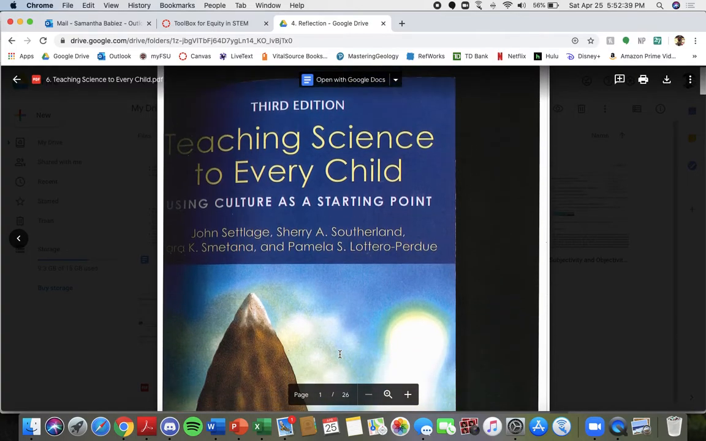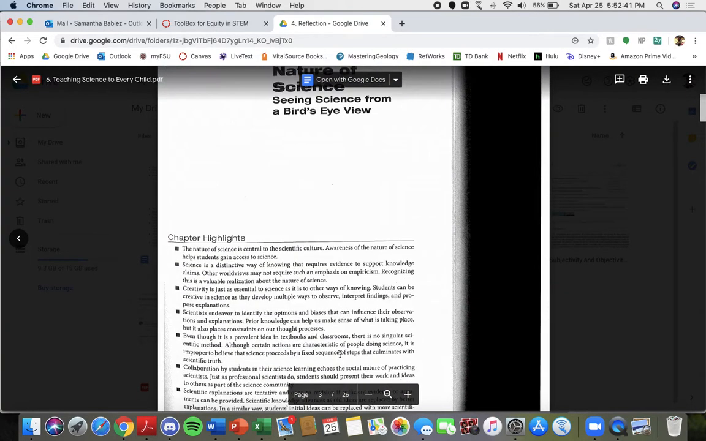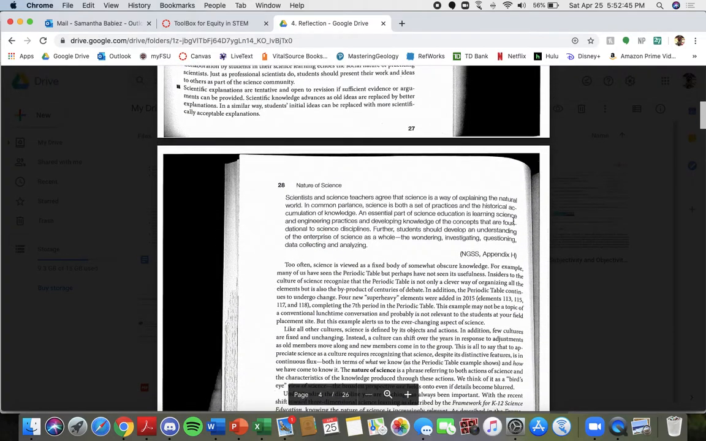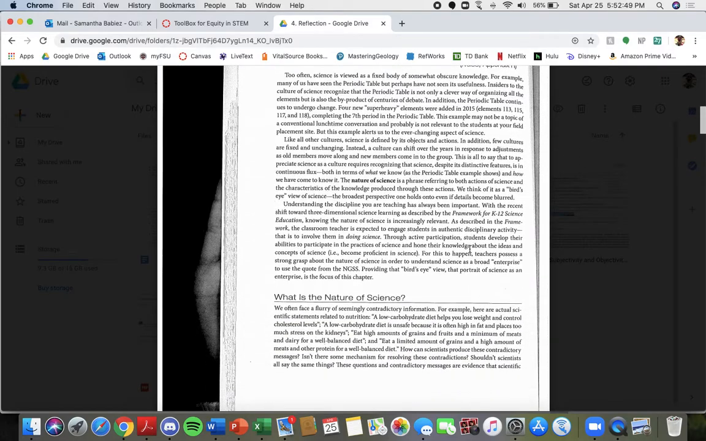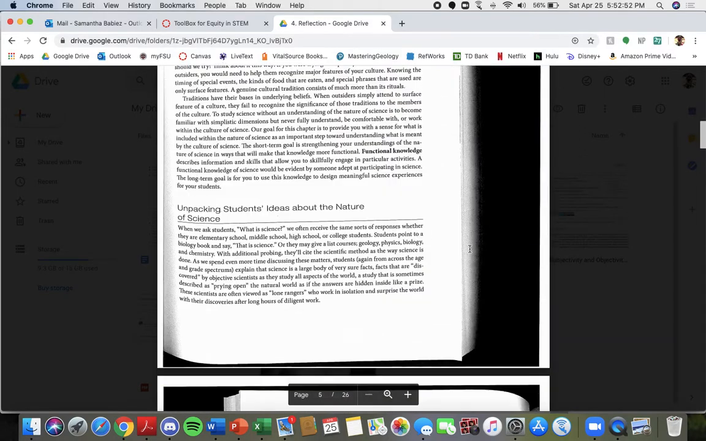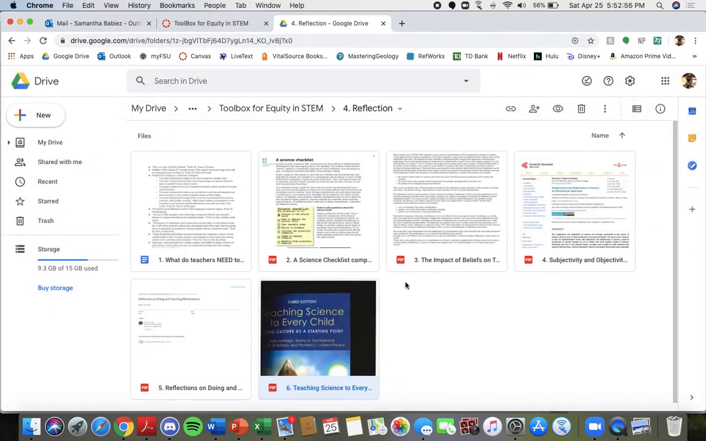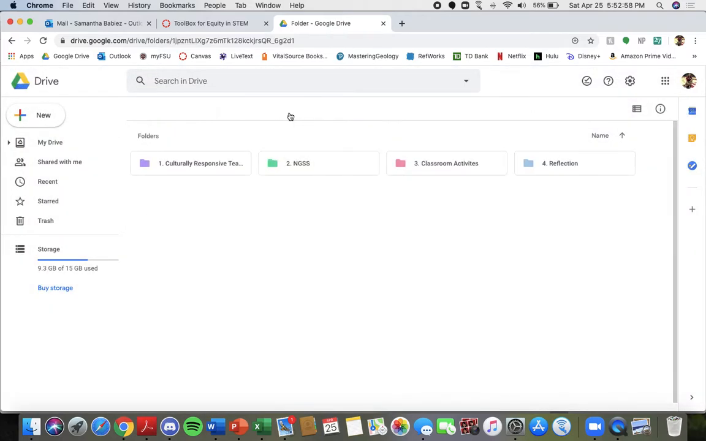the Teaching Science to Every Child PDF, focusing on the nature of science. And so this one definitely talks about NGSS in here, so I thought about putting it in the NGSS folder, but just because it's so long, I wanted to put it in the reflection folder, because I feel like it covers so much of what we talked about.